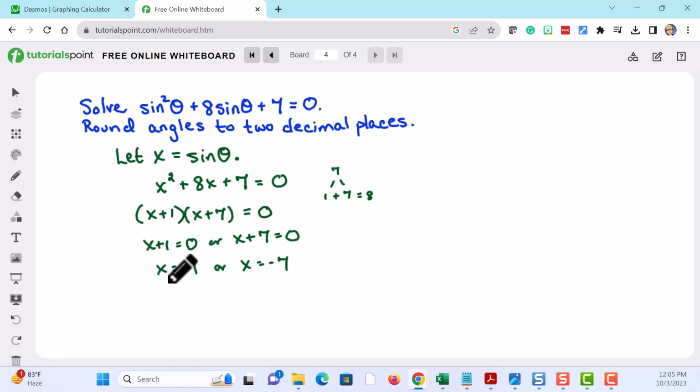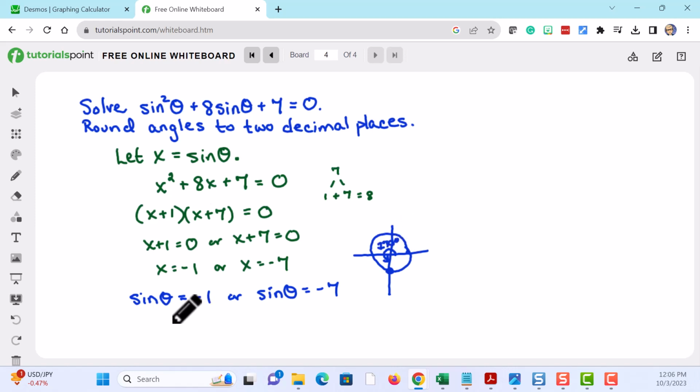At this point, we can substitute sine theta back in, and we have sine of theta is equal to negative 1, or sine of theta is equal to negative 7. Now for sine of theta equals negative 1, we want to recall our unit circle. And we want a y-coordinate of negative 1, which would be at the bottom of the circle. And that corresponds with 270 degrees. So theta is equal to 270 degrees.